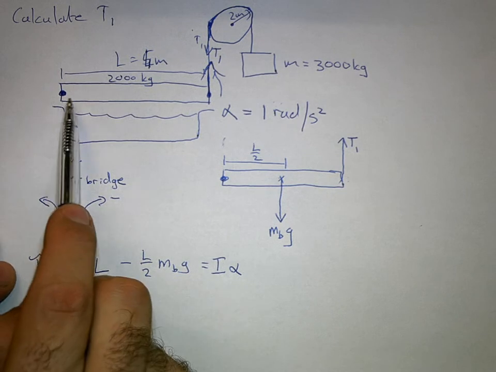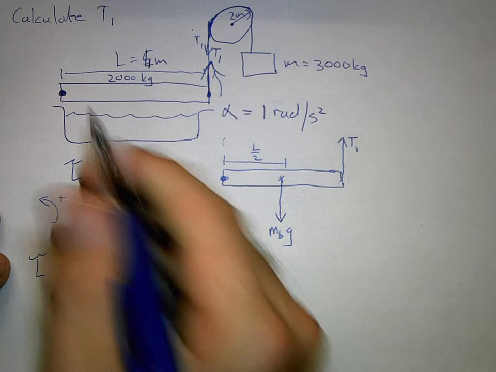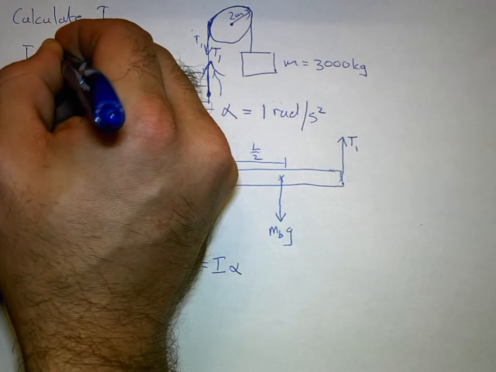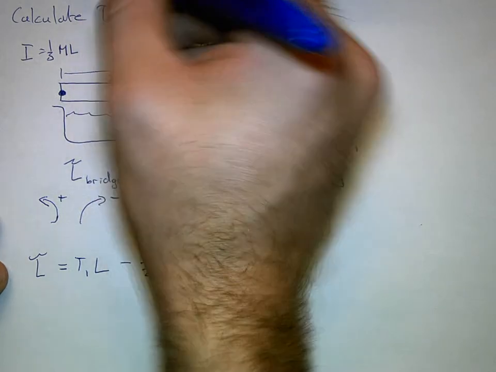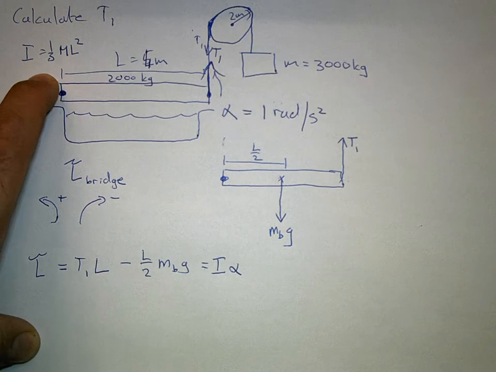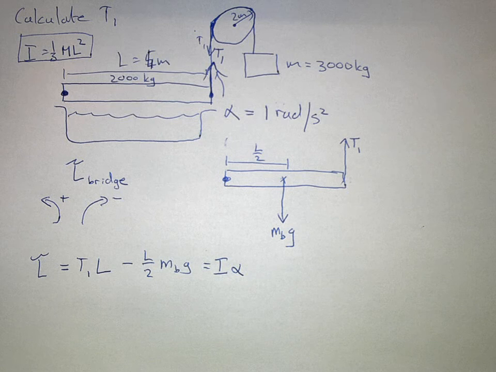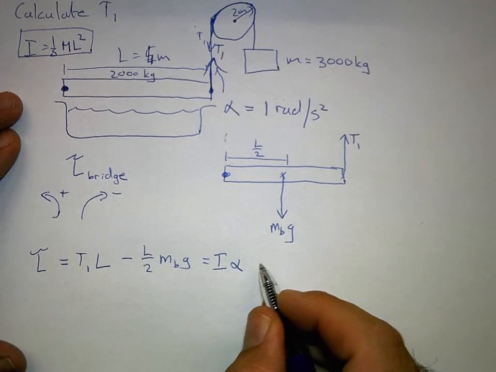Now, if we take this bridge as a uniform rod, you can go look it up in a table. Its moment of inertia will be equal to 1/3 of its mass times the square of its length. You can look that up in a table, or it will be given to you, as it purely depends on the geometry of the bridge. In this case, it's a uniform rod, so you can look up its moment of inertia. So we can write this even more simply.